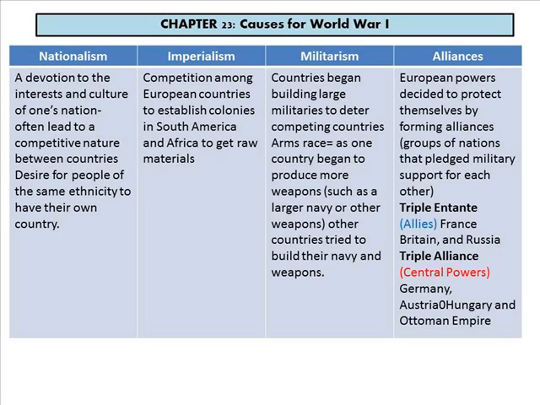Militarism: countries began building large militaries to deter competing countries. An arms race: as one country began to produce more weapons, such as a larger navy or other weapons, other countries tried to build their navy and weapons. Alliances. What are alliances? The European powers decided to protect themselves by forming alliances, groups of nations that pledge military support to each other. And you can see the Triple Entente and the Triple Alliance there, and the countries that are a part of them.